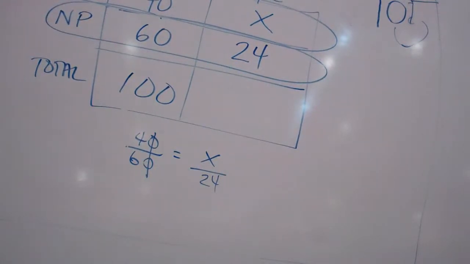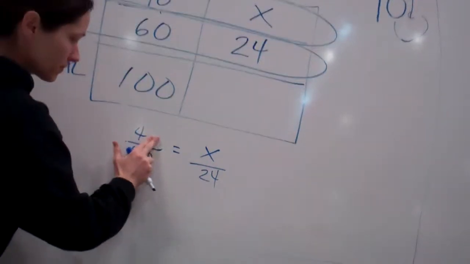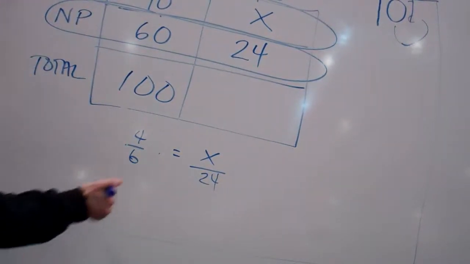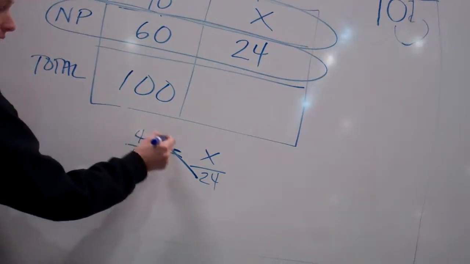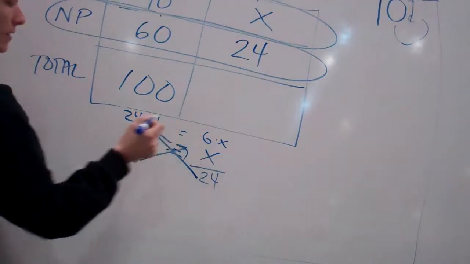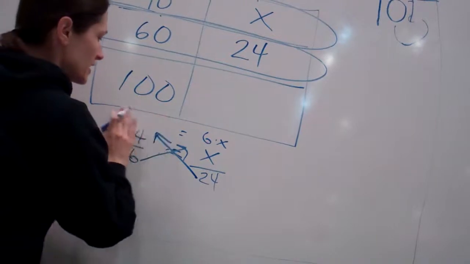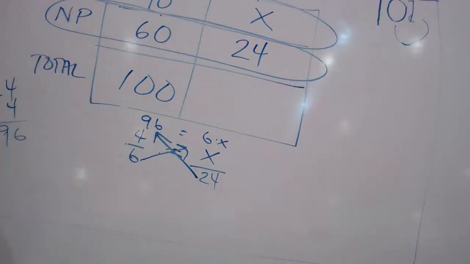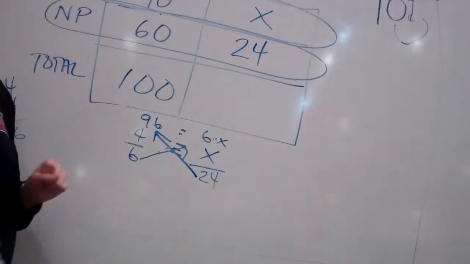Can't you reduce it again? You could, but I'm going to leave it. So now I'm going to go 4 over 6 equals x over 24. And so then I'm going to go 24 times 4 and 6 times x. 24 times 4 is 96. So this is going to equal 96. Yes, Isaac? You're going to tell me the answer? Okay. So 96 equals 6 times what?